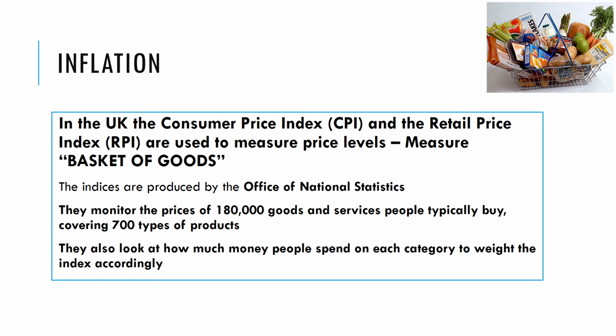Okay, let's get back to inflation. As we said there, the ONS, when they're calculating the CPI, the Consumer Price Index, look at how much money people spend on each category and weight the index accordingly. Let's have a look at that.